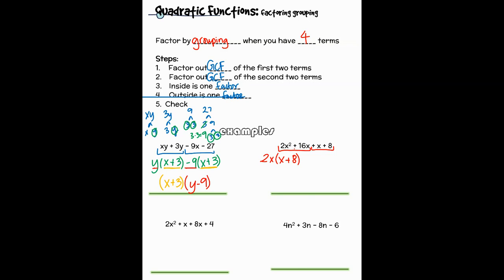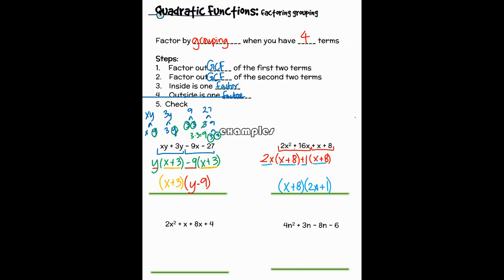And then what's the greatest common factor between x plus 8? There's not one, so we're going to make it just 1, because 1 times anything is itself. So when I take x divided by 1, that just leaves me with x. When I take positive 8 divided by positive 1, that leaves me with positive 8. Our factors on the inside are the same, so that is one of our factors. Then we look at the outside, that is our other factor.